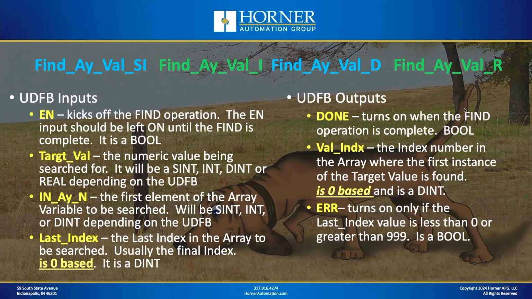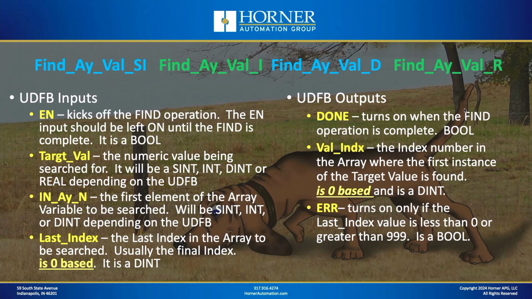But if you've only got an array of, say, 50 values, there's no sense having it search to 1,000. Just have it search to whatever the last index is in your list. That's also a safeguard to prevent the execution of a program where you could be searching beyond the end of an arrayed variable, which is always a bad thing. So anyway, last index is a double integer value, which represents the last index number for the particular array you're searching through.